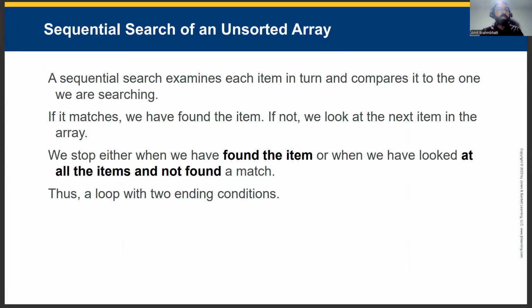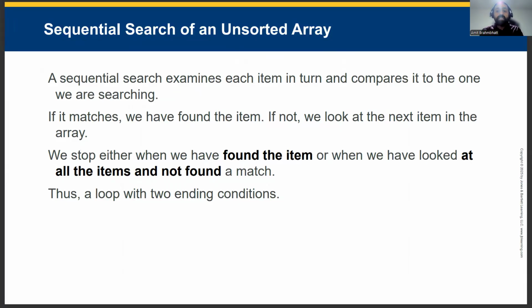Sequential search of an unsorted array. The slide defines the sequential search algorithm, one of the simplest ways to locate an item in an unsorted array. In sequential search, each item is examined in turn and compared to the target value. If a match is found, the search stops. If not, the algorithm continues until all items have been checked.